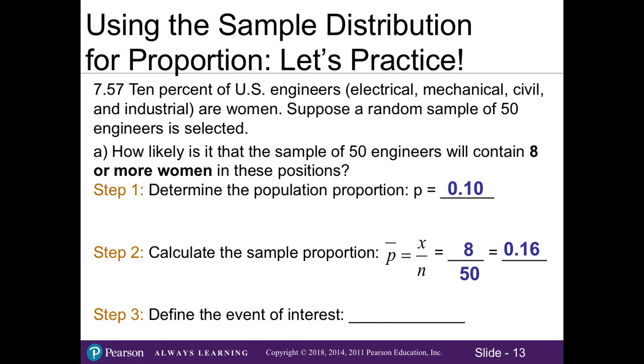In step 3, we want to define the event of interest. Again, this is given to us in part A, in that we want to know the probability that there will be 8 or more women in our sample of 50 engineers. Since we've already calculated our sample proportion in step 2, we will write our event of interest as the probability that our sample proportion will be greater or equal to 0.16.